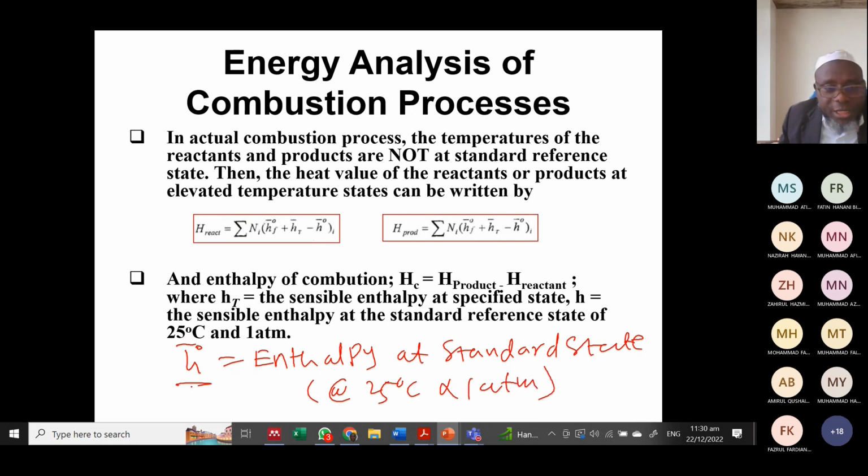What is the difference between this H and HF? This is enthalpy of formation. This one is enthalpy of formation at standard state, and this is the enthalpy at standard state. This H is the enthalpy at standard state, and this is the enthalpy of formation at standard state. Okay.